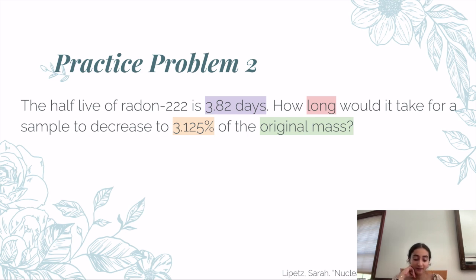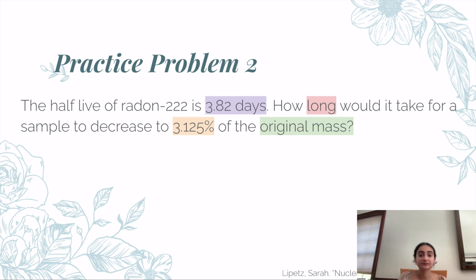So we have the half-life, excuse the typo, of radon-222 is 3.82 days. So this is significantly more radioactive than the carbon-14. Why? Because it has a shorter half-life. How long would it take for a sample to decrease to 3.125% of the original mass?